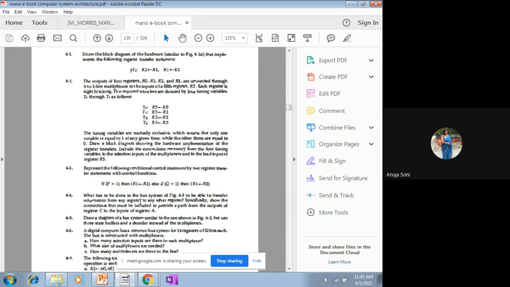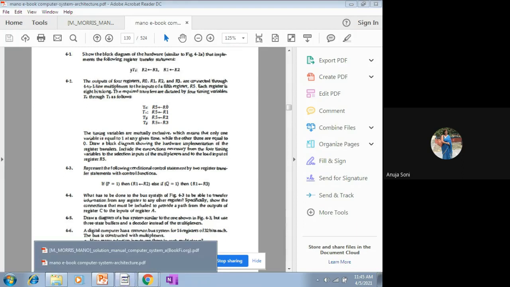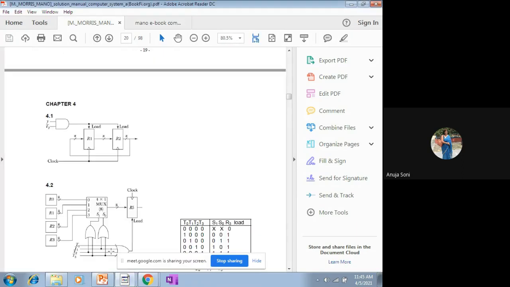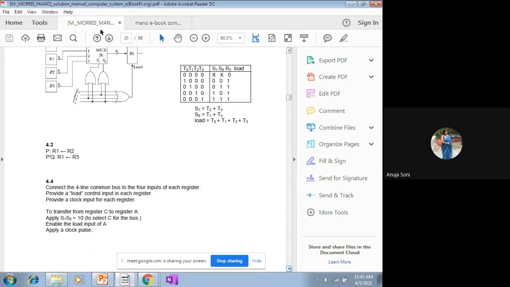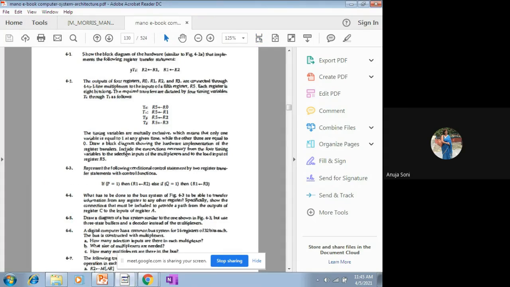Here, two control functions are there. At one time, P is equal to 1, and at another time, Q is equal to 1. So how do we represent this kind of register transfer statement with the help of a block diagram? This is a kind of block diagram. Here, you have to give the register transfer statement only. You have not been asked to draw the block diagram. You have been asked to represent the following conditional control statement by two register transfer statements with two control functions.